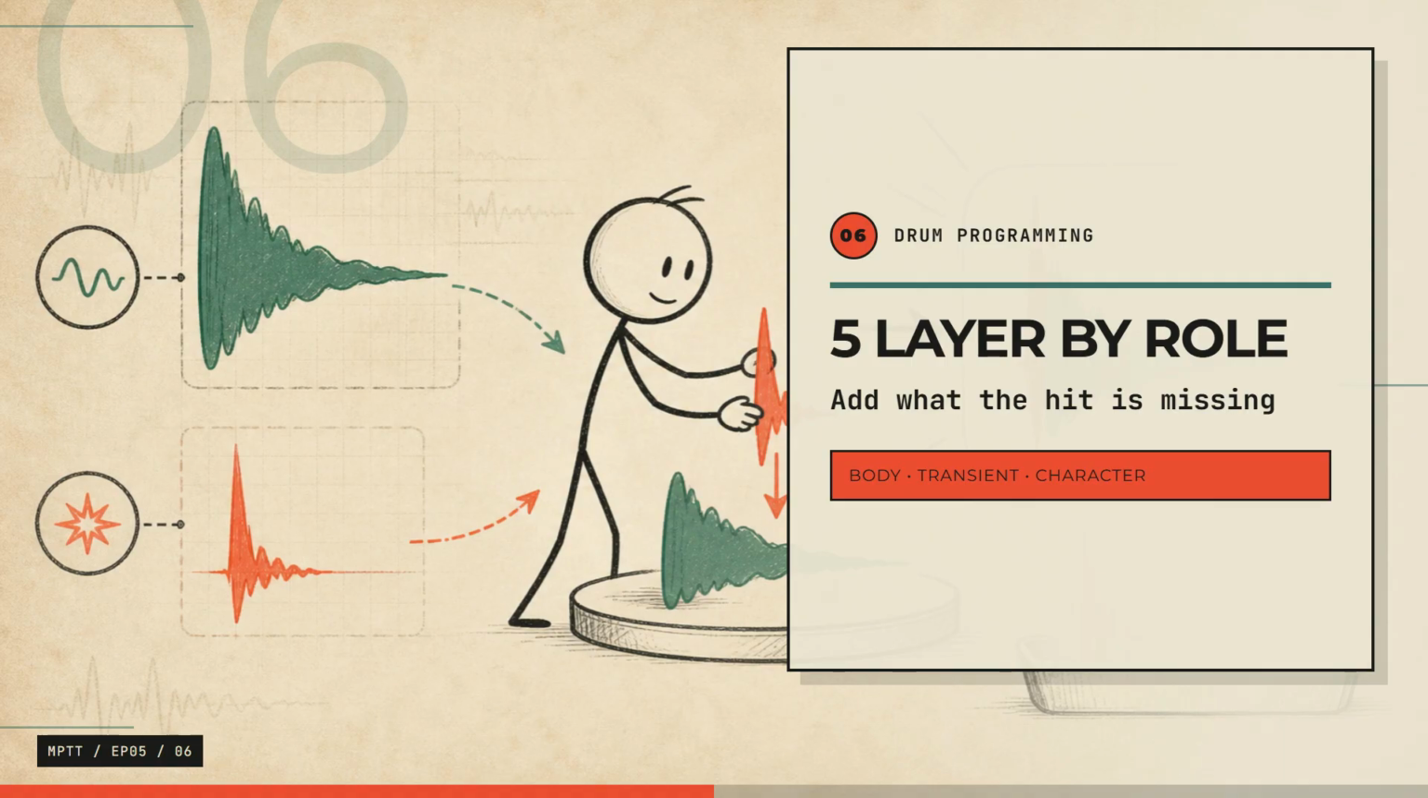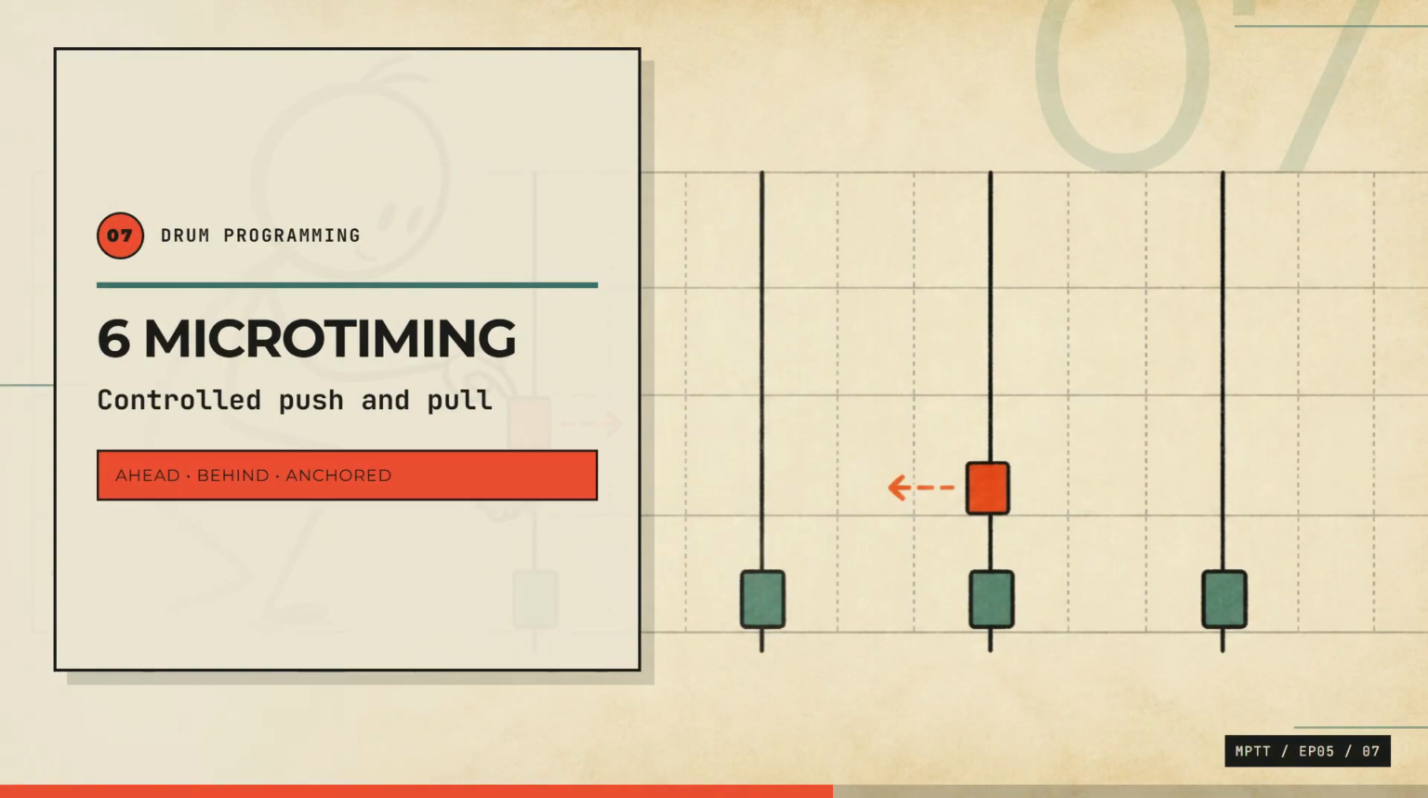Layering works when the listener hears one intentional drum with more character, not a stack of sounds arguing about where the hit begins. Tip 6. Use microtiming, not random chaos. Microtiming means moving selected hits slightly ahead of or behind the strict grid. An early hit can create forward pressure. A late hit can make the groove feel relaxed.